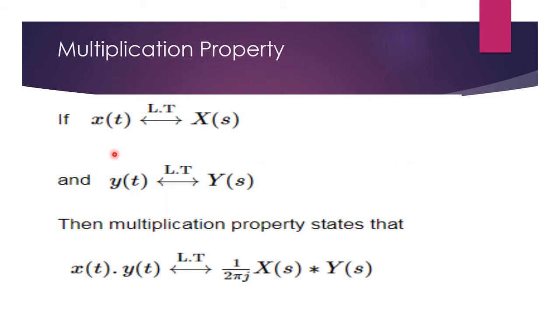Multiplication property. If x of t has Laplace transform capital X of s and y of t has Laplace transform Y of s, then according to multiplication property, x of t into y of t on Laplace transform gives 1 by 2 pi j, X of s convolved with Y of s.